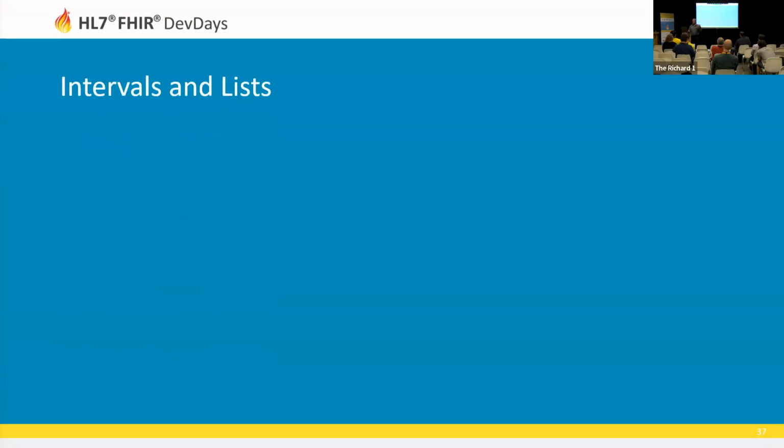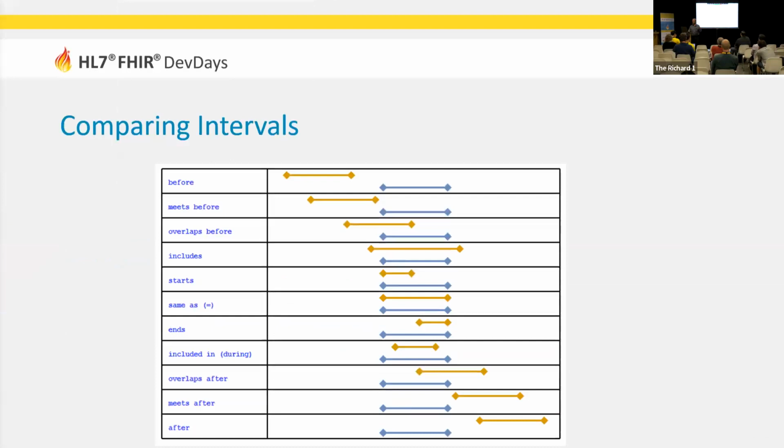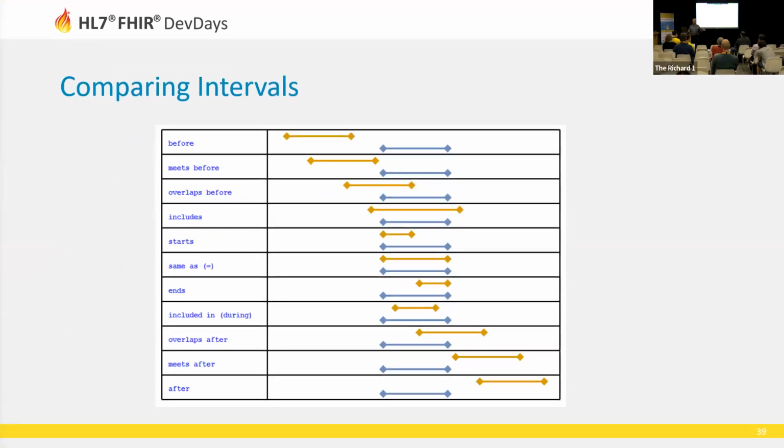All right. We also have intervals and lists. I'm going to go through these pretty quickly, but basically we support the mathematical notation for intervals. So square brackets and parentheses for open and closed endpoints on your intervals. So that shouldn't be a surprise to anybody. We support a complete set of operators for comparing intervals. So you can ask if this interval includes or overlaps or meets or is before, all of the operators.